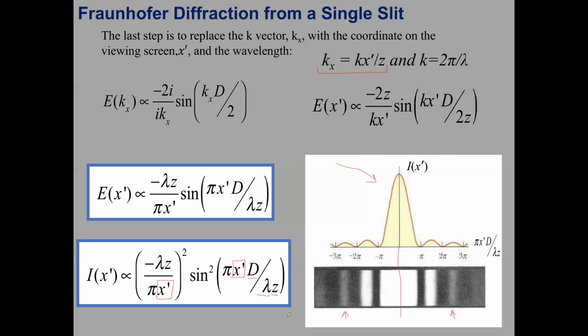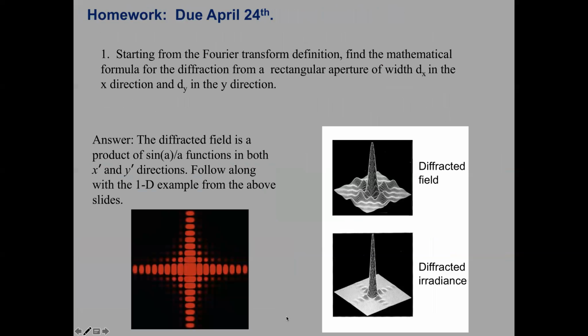Basically what you are going to do for the first problem is go through this process of Fourier transform and converting coordinates to get the diffraction pattern from a rectangular opening. That means with dx, let's say in the x direction, and dy in the y direction. You have to do the same problem, but with a two-dimensional integral. I'm going to show you what the answer should look like, both mathematically and graphically.